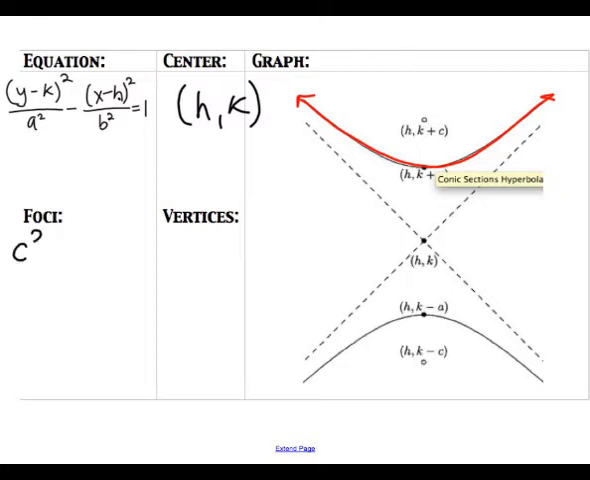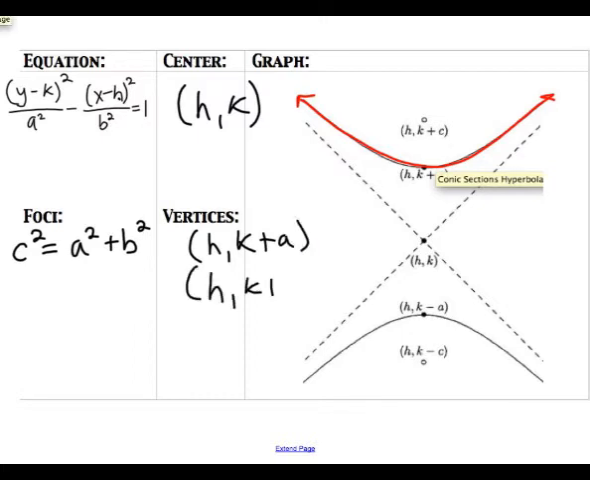The foci will be the same whether we're dealing with a hyperbola that opens upward or to the left and right. We're always going to add the two values that are underneath in my denominator. And in this case, the vertices will be above the center and below the center. So the h value will stay the same, but we're going to go a above and we're going to go a below. So k plus a and k minus a. Okay, so that's what we see here. We're going up and down a.